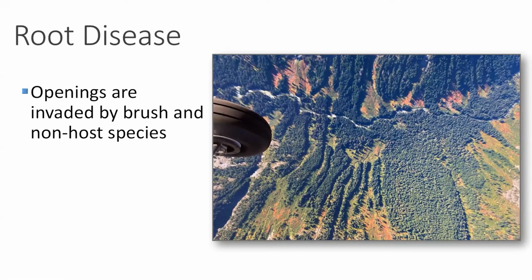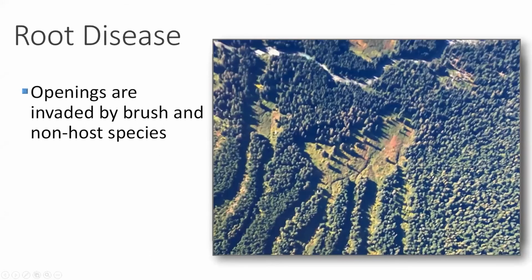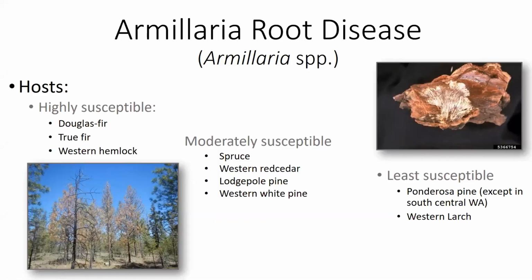And often when you have a root disease patch, those openings are invaded by brush and non-host species. So in this picture, we're flying over a little root disease patch here. And you can see some of the trees are beginning to die along the edge of that patch. It's a little bit of a closer view. It's a little blurry, but very, very common of root disease.